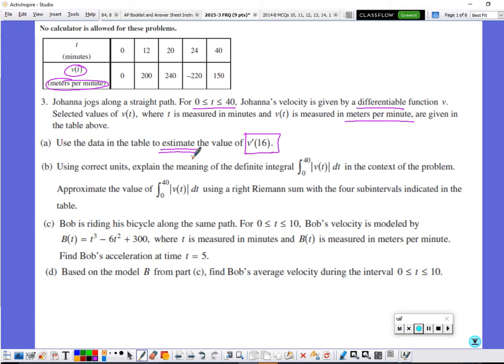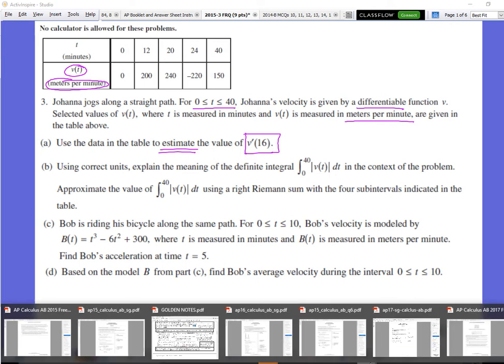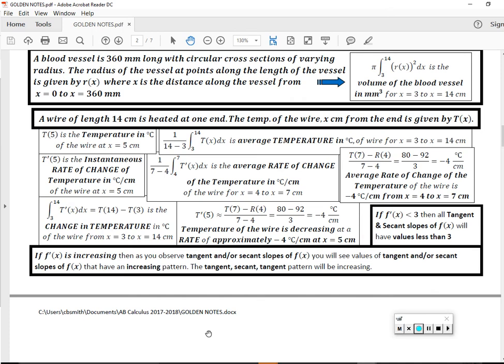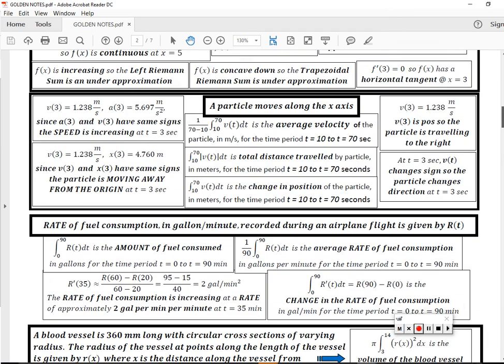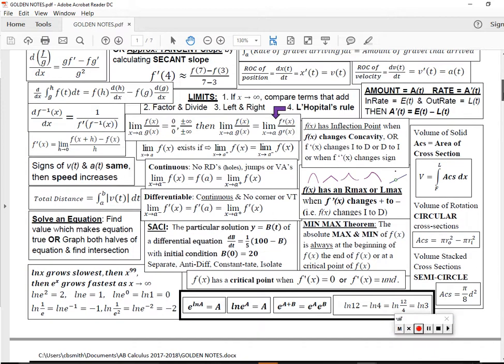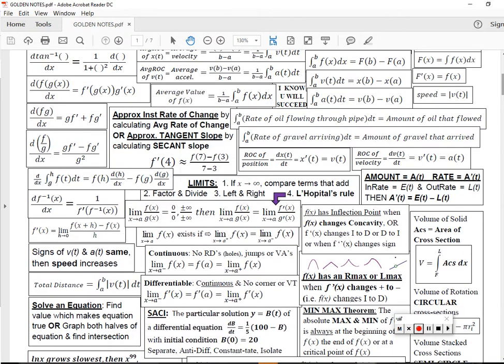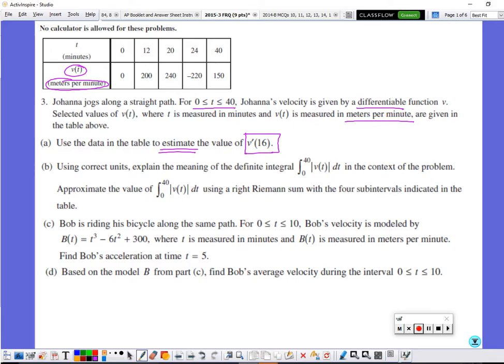So anyway, on this golden notes sheet, as I named it years ago, right here is a box on the front page that basically spells out what we want to do. We're going to approximate an instantaneous rate of change by calculating an average rate of change. We're trying to find v prime of 16. We're going to do that by finding the change in v divided by the change in time.